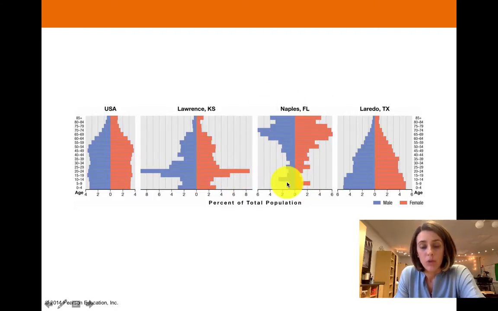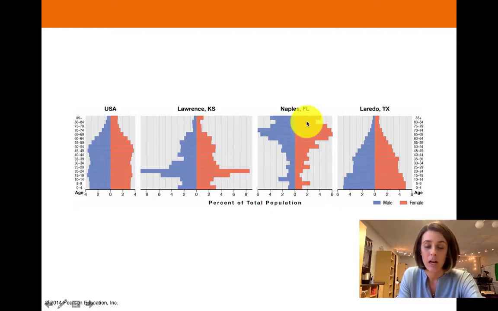Here we've got Naples, Florida, and if you know anything about Naples, it is definitely a retirement destination. So full of old people, right? And that's not necessarily just a stereotype, it's proven here in the statistics. We can see that not a lot of middle-aged people, not a lot of people starting families, but then when we get up here in our 55 plus category, the percent of males and females who are older is significantly higher.